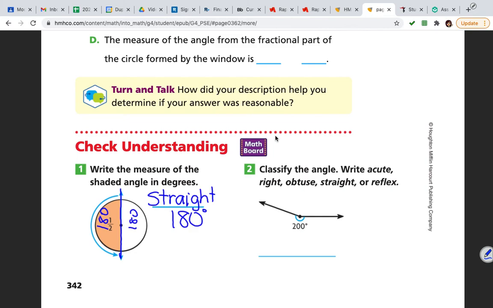Number 2, classify the angle. Write acute, right, obtuse, straight, or reflex. If it's 200 degrees, it is a reflex angle. So it's measuring this outside part.